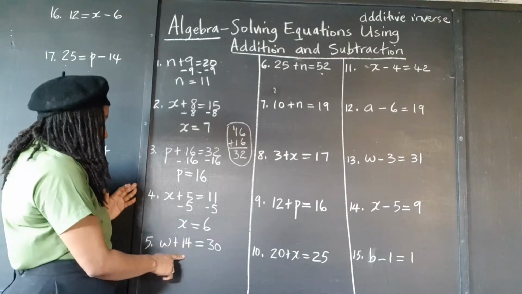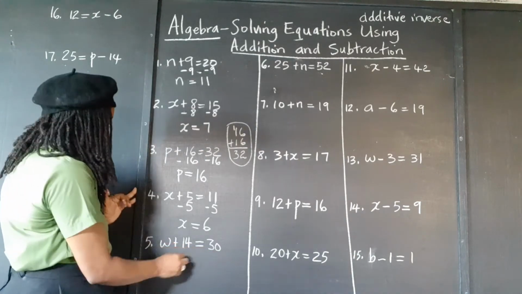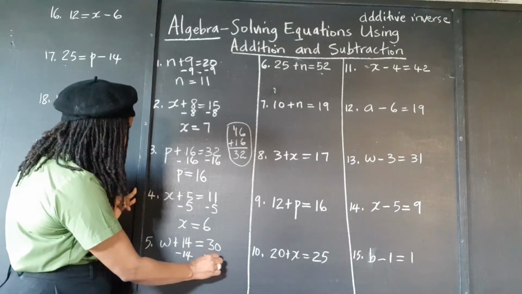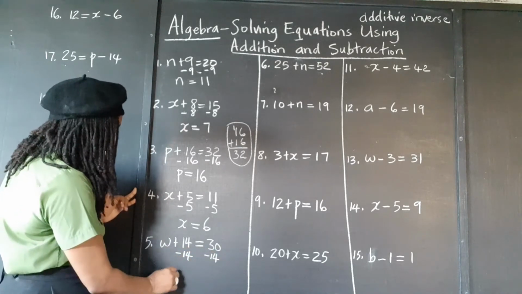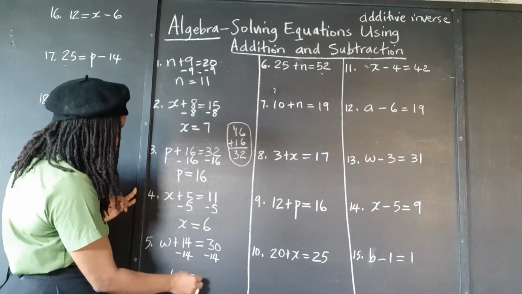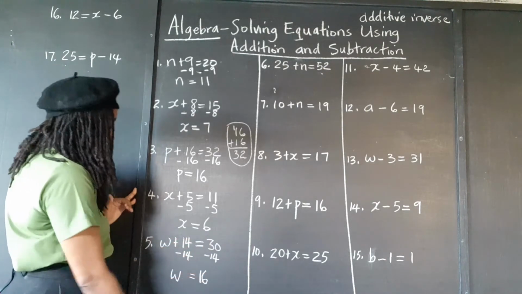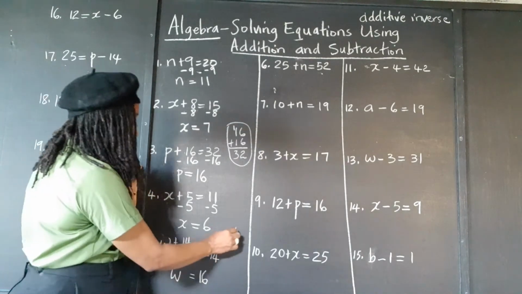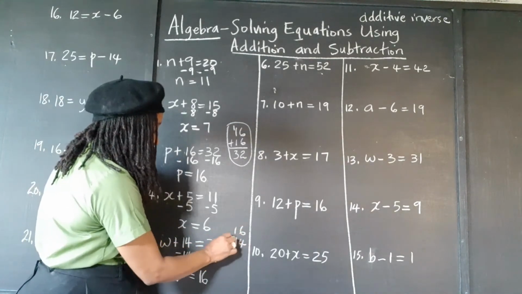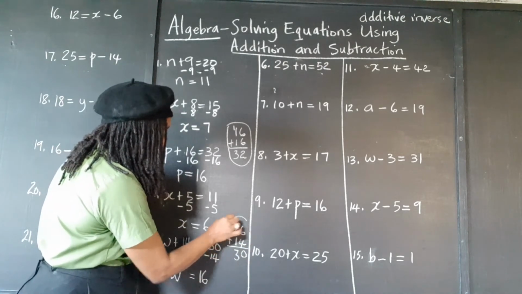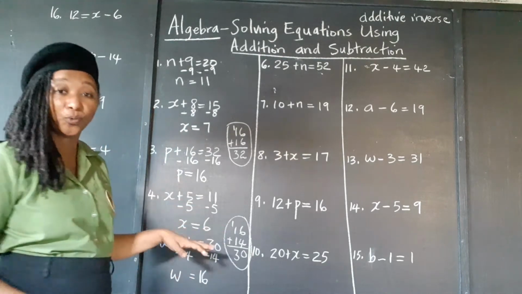Which number plus 14 gives 30? So we're going to take away 14 from both sides. We're only going to have w on that side now. And 30 take away 14, that gives 16. And if we plug back 16 here, 16 plus 14, let's check. 16 plus 14, we do get 30. So we know that we are right.